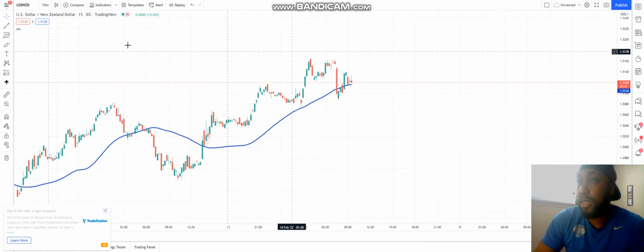You can put a channel here if you want, or you can just follow this 50 moving average, use that as your support and resistance. I'm not really going to give you a strategy, that's on you, but it's just to give you an idea of market sentiment and currency strength, how we use it in trading the forex market.